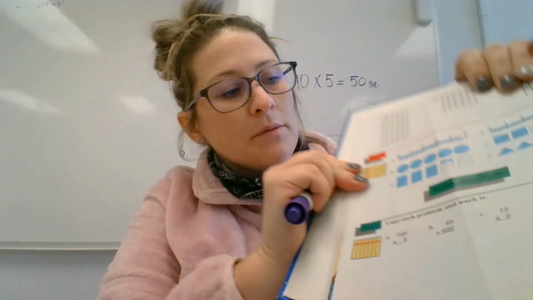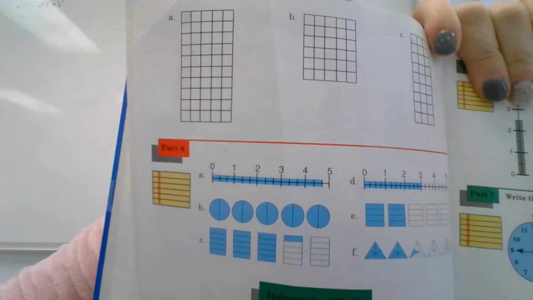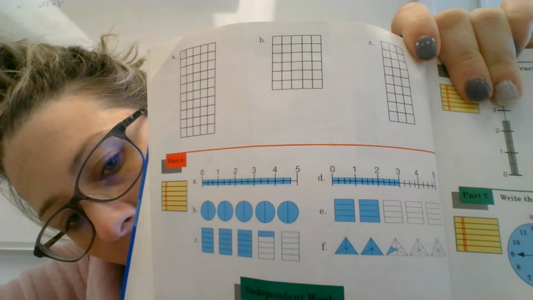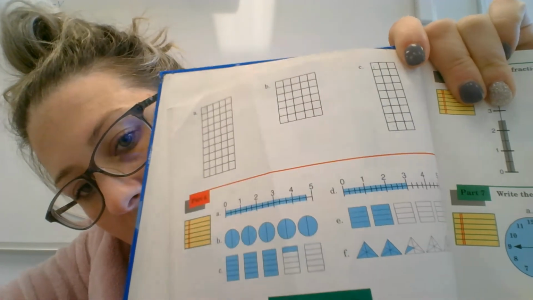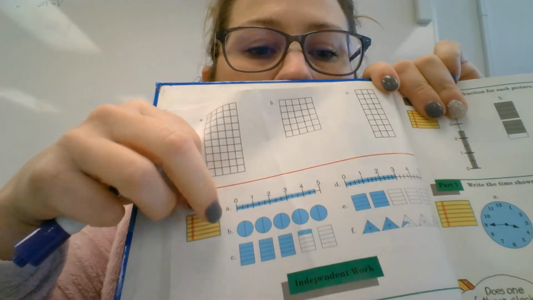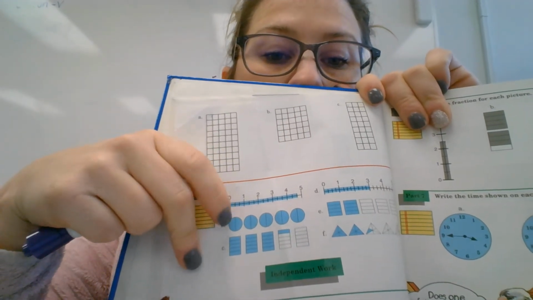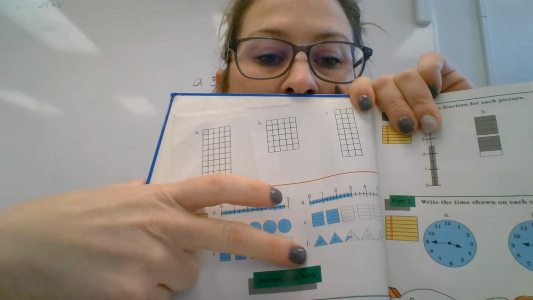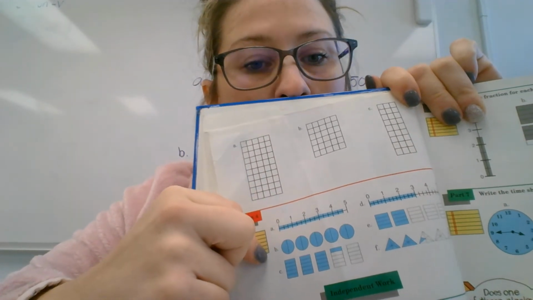Okay? Looking at the problems, I can tell which ones are going to equal whole numbers because they have the units completely filled in. The ones that do not have the units completely filled in are not going to equal whole numbers. For example, A is not going to equal a whole number. C is not going to equal a whole number, and neither will F. I believe that's an F. Yes, F. The rest of them should equal whole numbers.